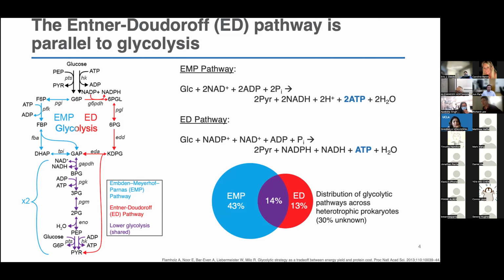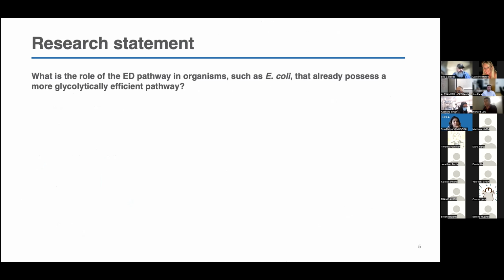So, rerouting to that fundamental question of why organisms would possess parallel metabolic pathways, we're honing in specifically on the route of glycolysis with our research question: what is the role of the ED pathway in some evolved organisms, such as E. coli, that already possess a more glycolytically efficient pathway, such as EMP glycolysis?